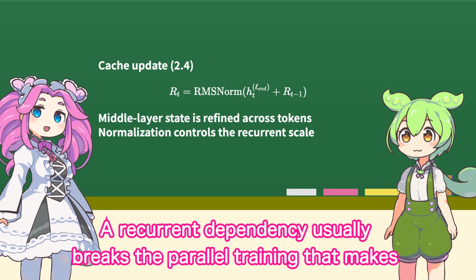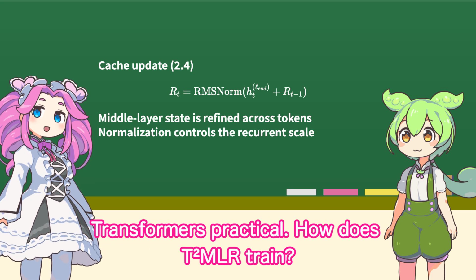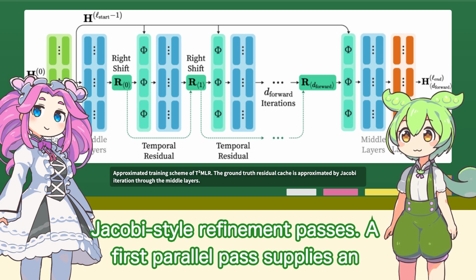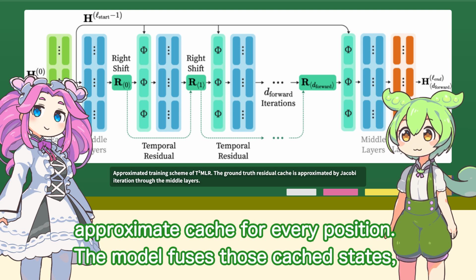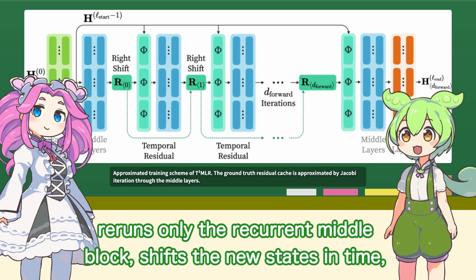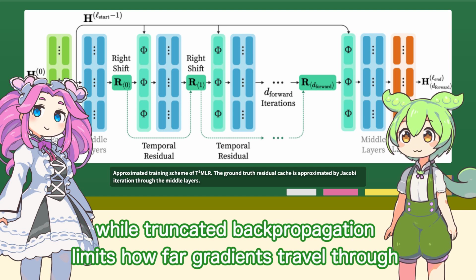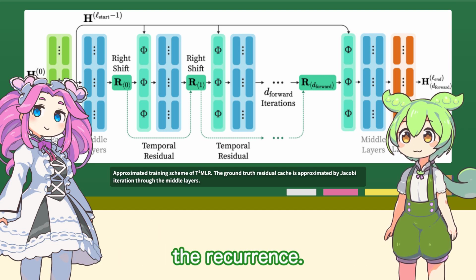A recurrent dependency usually breaks the parallel training that makes transformers practical. How does T2MLR train? During teacher forced training, T2MLR uses a fixed number of Jacobi-style refinement passes. A first parallel pass supplies an approximate cache for every position. The model fuses those cache states, reruns only the recurrent middle block, shifts the new states in time, and repeats. The final refined cache supports the normal forward pass, while truncated backpropagation limits how far gradients travel through the recurrence.